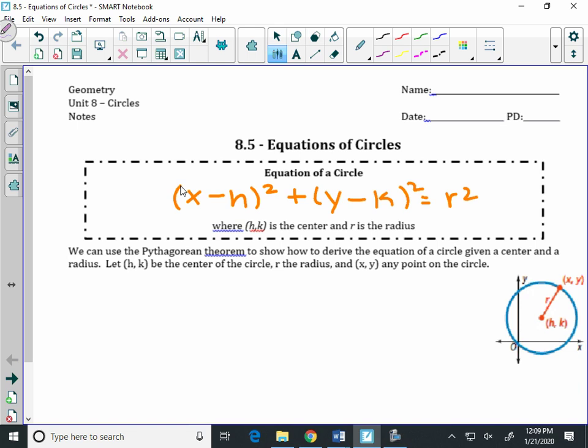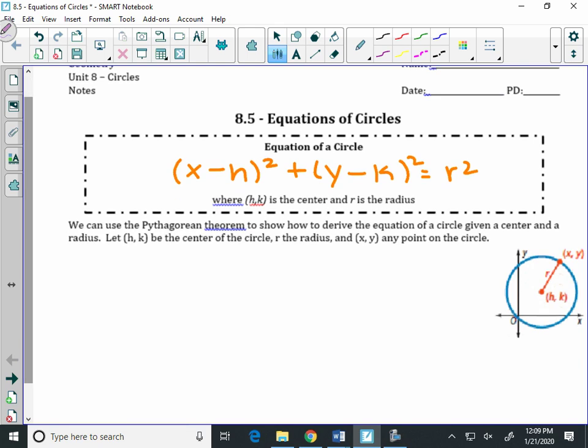We can use the Pythagorean theorem to show how to derive the equation of a circle given its center and a radius. So the point (h, k) is the center, and (x, y) is a point on the edge of the circle. Let's say we want to find the distance of the radius. When we're finding distance in the coordinate plane, we make a right triangle, and we use the Pythagorean theorem to find it.